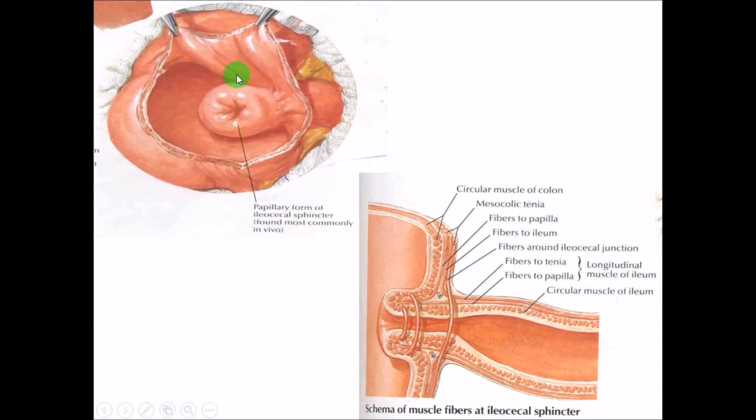So here also you can see the papillar form of the ileocecal sphincter. This is the sphincter. This is just to show how the sphincter is formed. This is the ileum and this is the cecum. So here is the ileocecal orifice, which has a sphincter-like structure which pushes the food particles and whenever it wants it can retain them within the small intestine. So there is a sphincter at the ileocecal orifice.